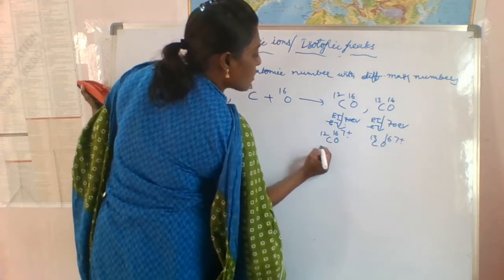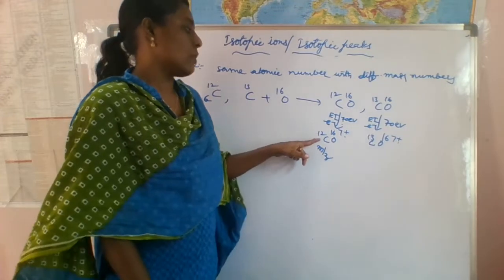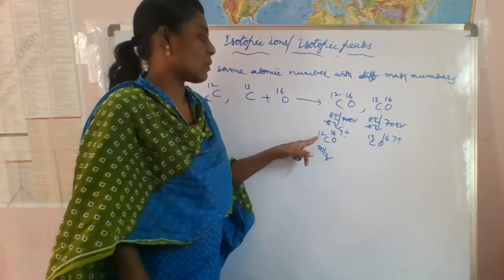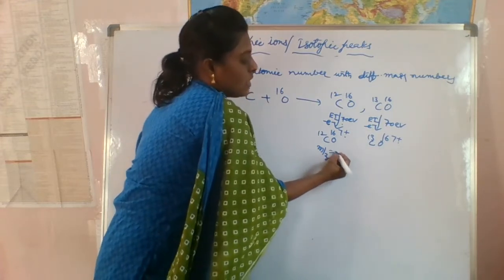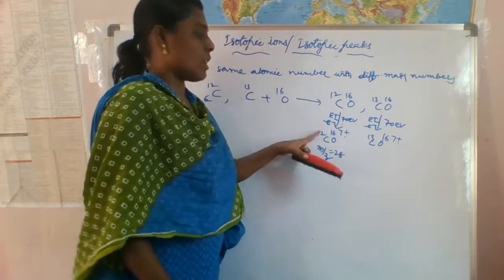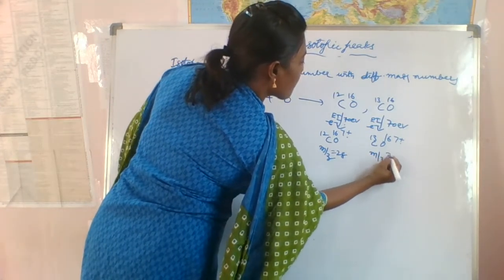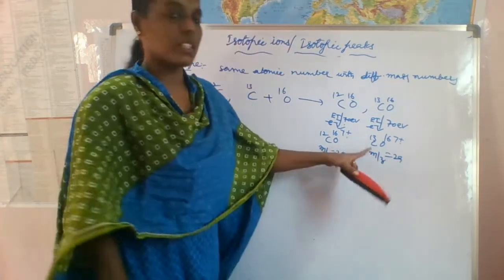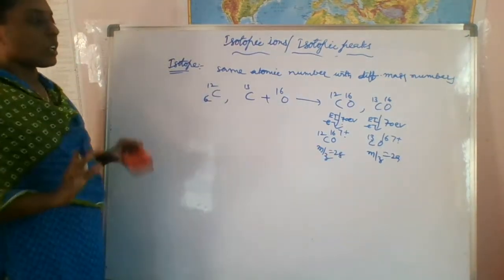So what are the m/z values for these? What are the weights for this carbon and oxygen? It is about 12 and 16. That means m/z is 28 for the C12 molecule, and m/z is 29 for the C13 molecule. So this is the only difference.